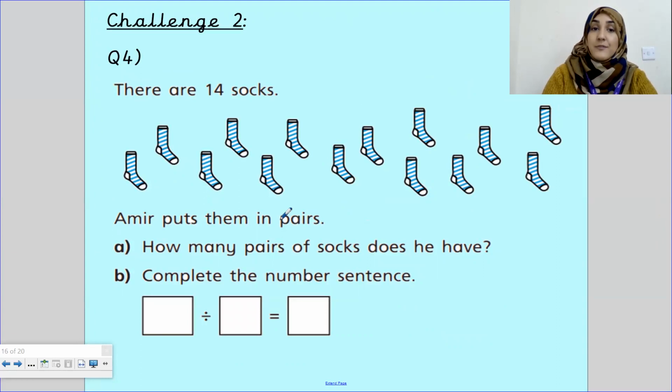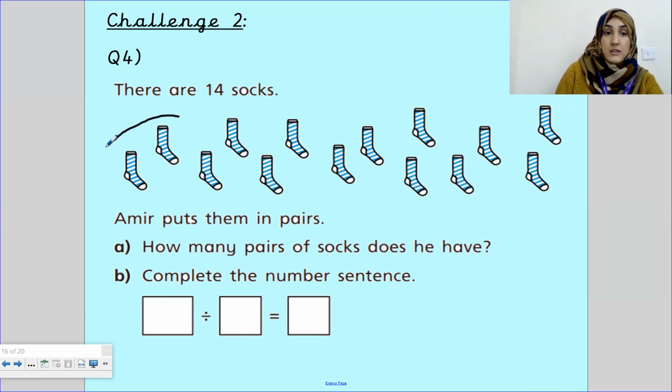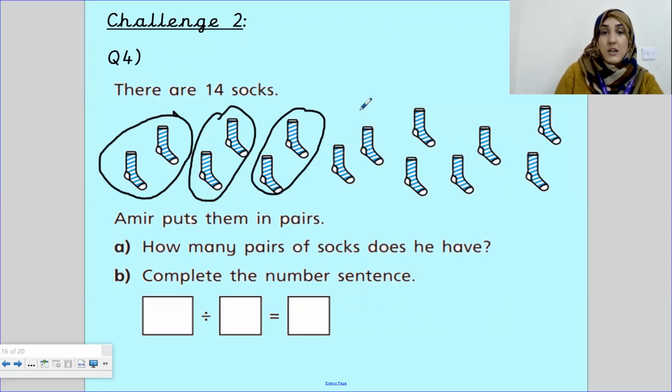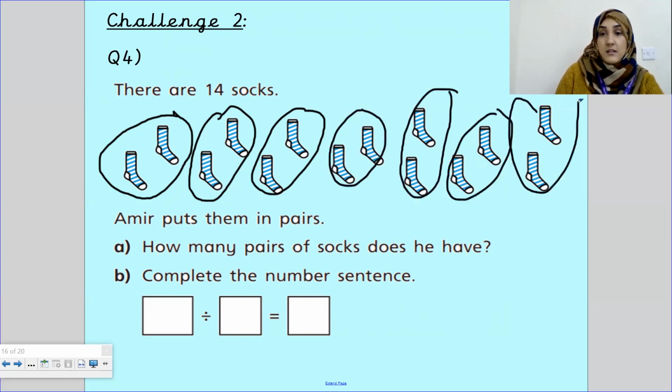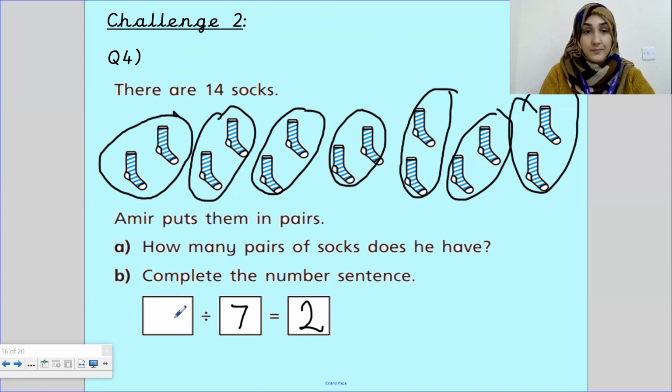Question number 4, there are 14 socks. Amir puts them in pairs. Pairs means in twos. How many pairs of socks does he have? So for this question, you're going to draw 14 socks and then put them into groups of 2, okay? And then you're going to complete the division number sentence. So just like this, you're going to complete the total amount divided by... 1, 2, 3, 4, 5, 6, 7, 7 groups equals 2 socks in each group. Can you please complete the total amount?